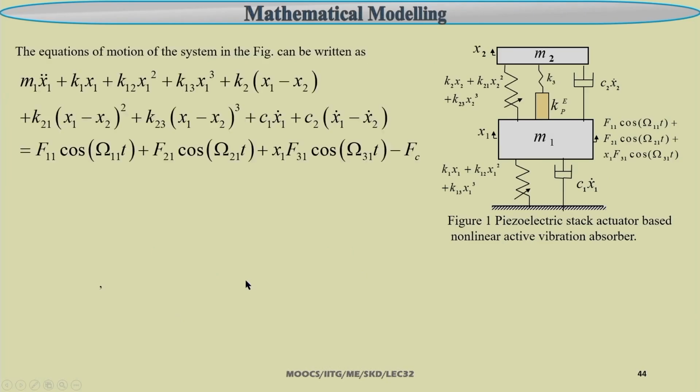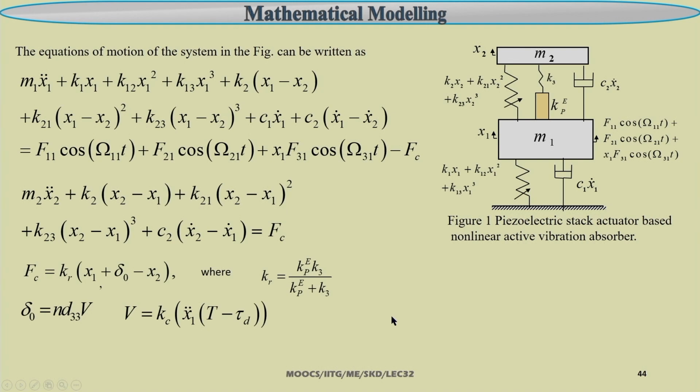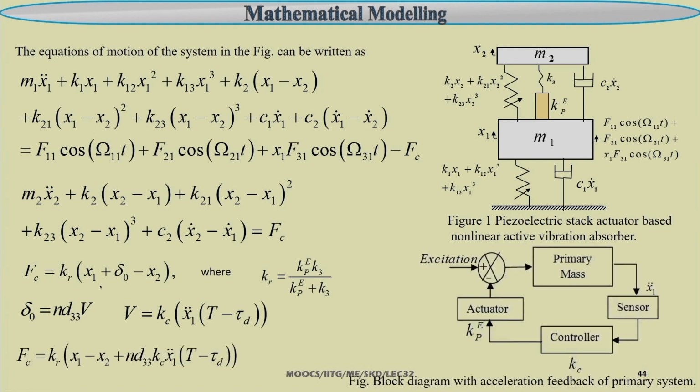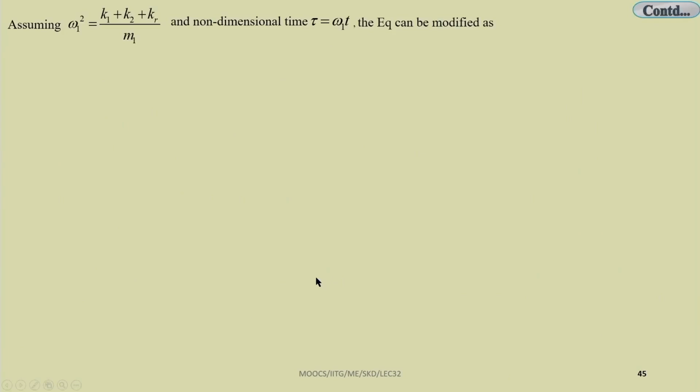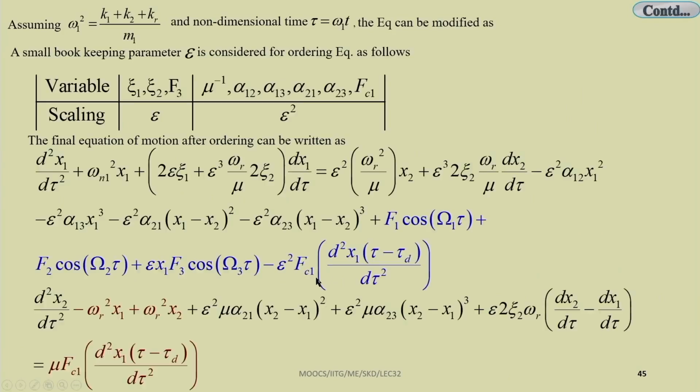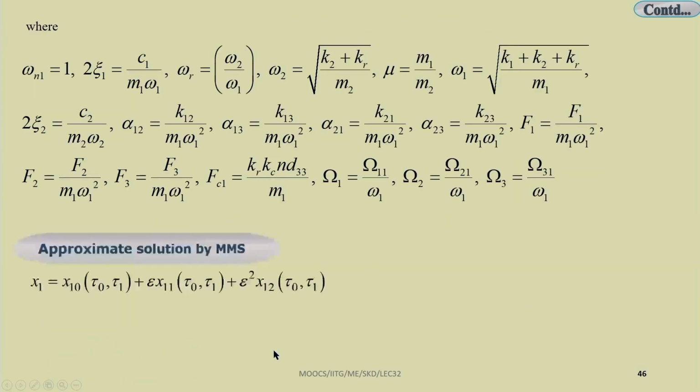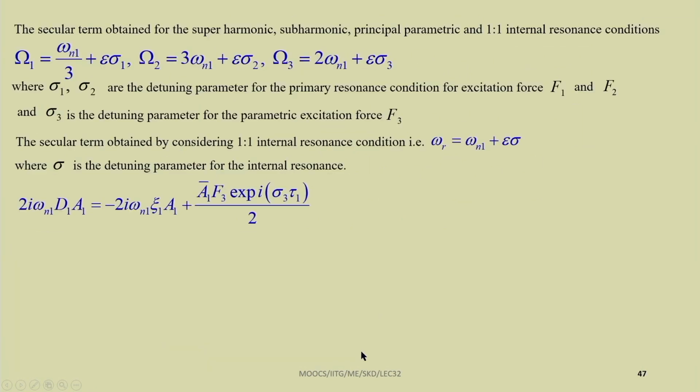We can also consider other resonance conditions, that is subharmonic and superharmonic resonance conditions, and see the response. One can follow a similar procedure to find the solution. In the case of superharmonic resonance, the frequency in the forcing term can be taken in a different way: omega 1 can be taken as omega n1 by 3 plus epsilon sigma 1, and omega 2 is taken to be 3 times omega n1.